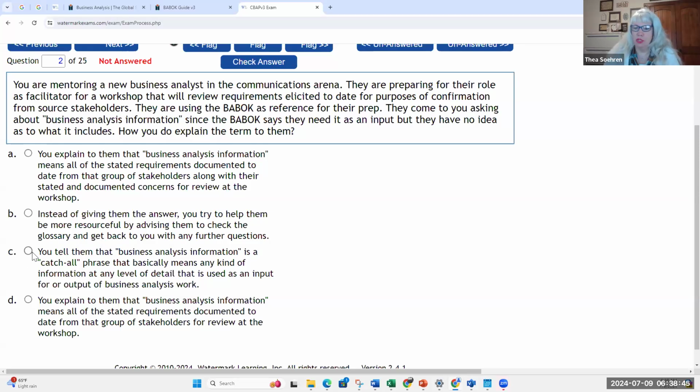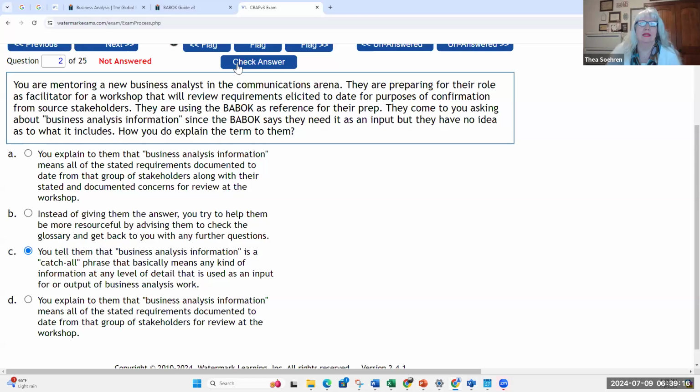I have 1 vote for C. I have 2 votes for C. Can somebody tell me why you chose C? We have Faith, Michelle, and EJ. Can one of you share your thought process in picking C? Okay, Faith is saying the term catch all.